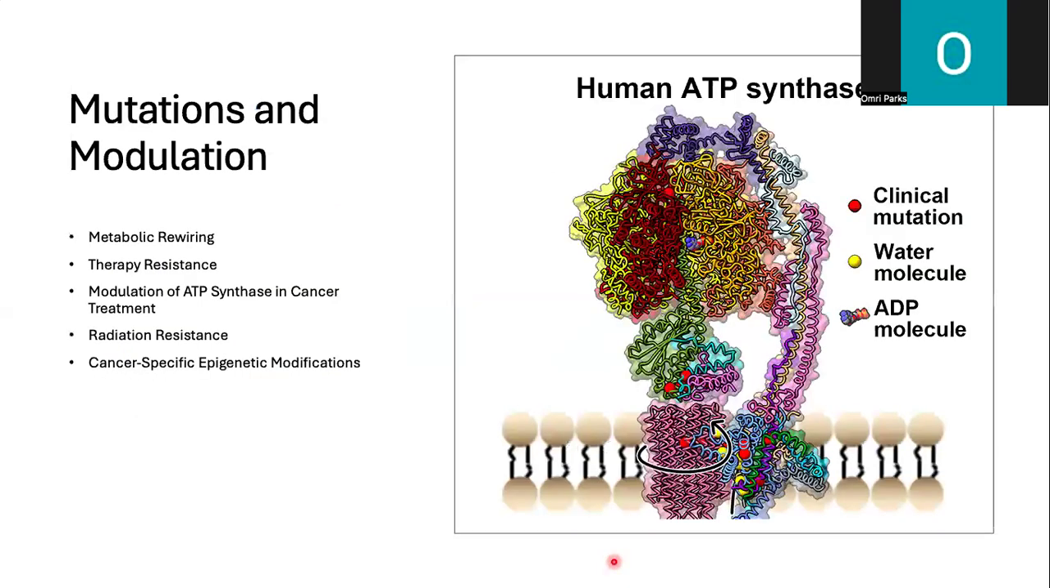Okay, so it's also important to note that ATP synthase can undergo mutations and modulation. We've talked about the metabolic rewiring, so we're going to touch on that just a little bit. We're going to talk about therapy resistance, and modulations of ATP synthase and a specific epigenetic modification. For rewiring, we know that cells can undergo metabolic reprogramming, which is influenced by epigenetic changes. ATP synthase can also be resistant to therapies.